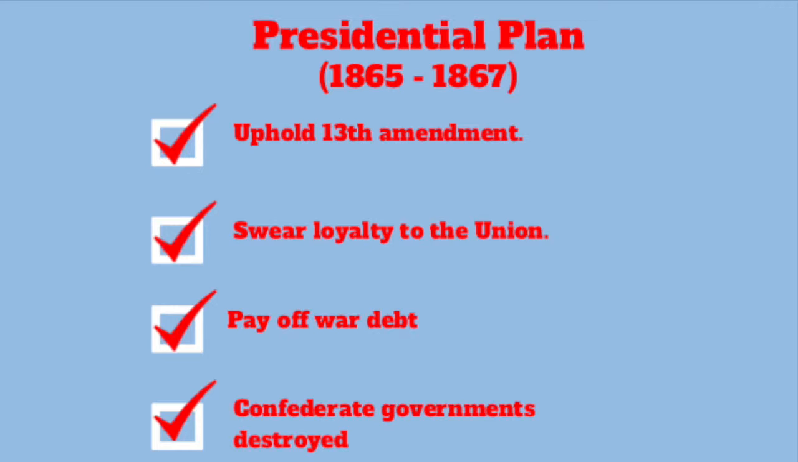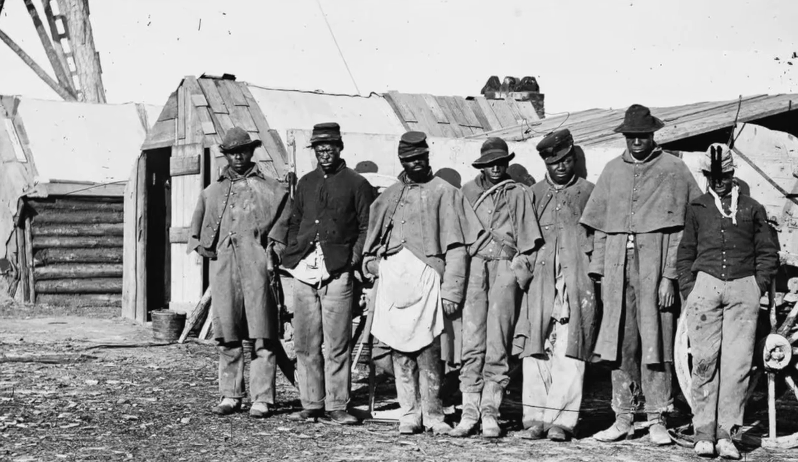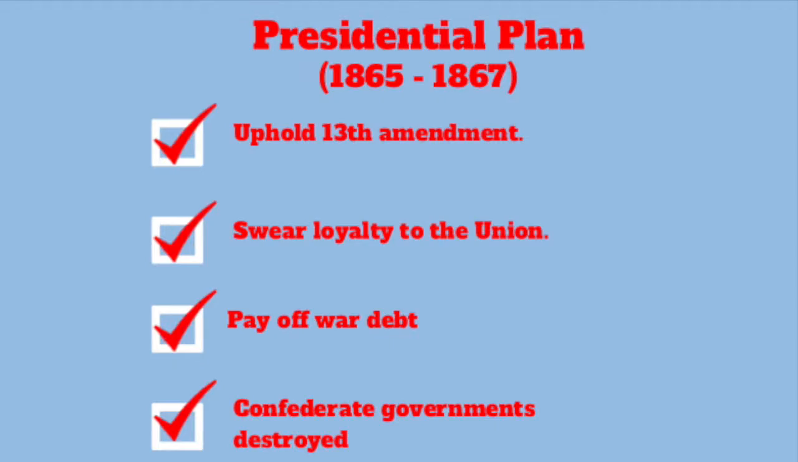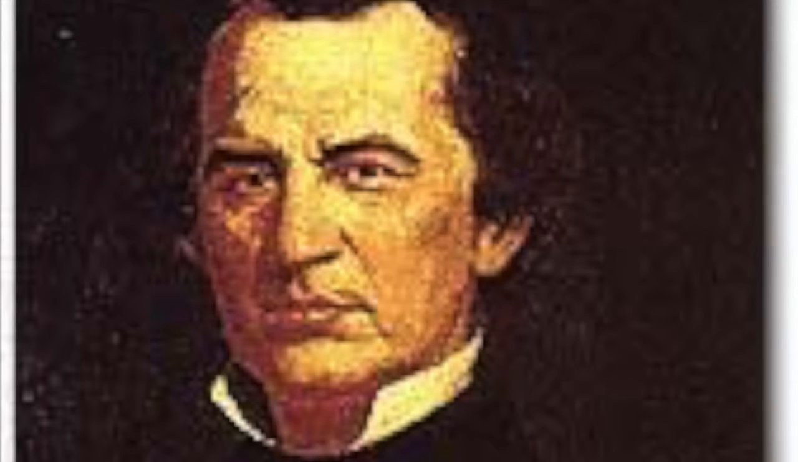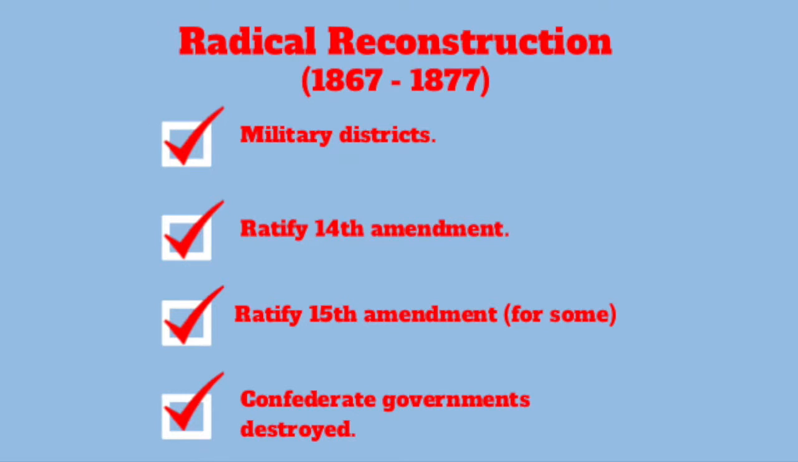Presidential Reconstruction by Andrew Johnson stated that all land that had been confiscated by the Union Army and distributed to the freed slaves be reverted to its pre-war owners. It required the states to uphold the 13th Amendment that abolished slavery, swear loyalty to the Union, and pay off war debts. Due to Johnson's leniency in his plan and his impeachment, the plan was in effect for barely 2 years. The final plan, Radical Reconstruction, lasted the longest from 1867 to 1877.